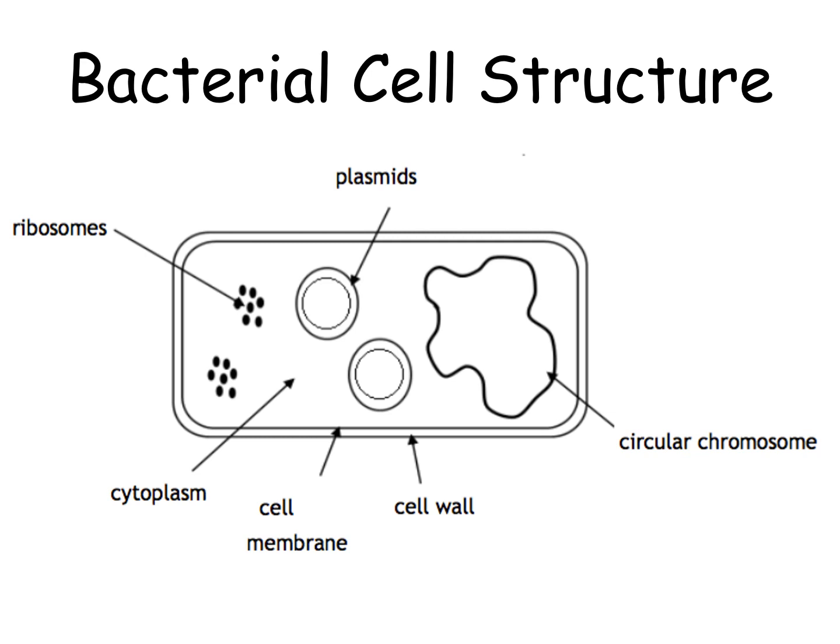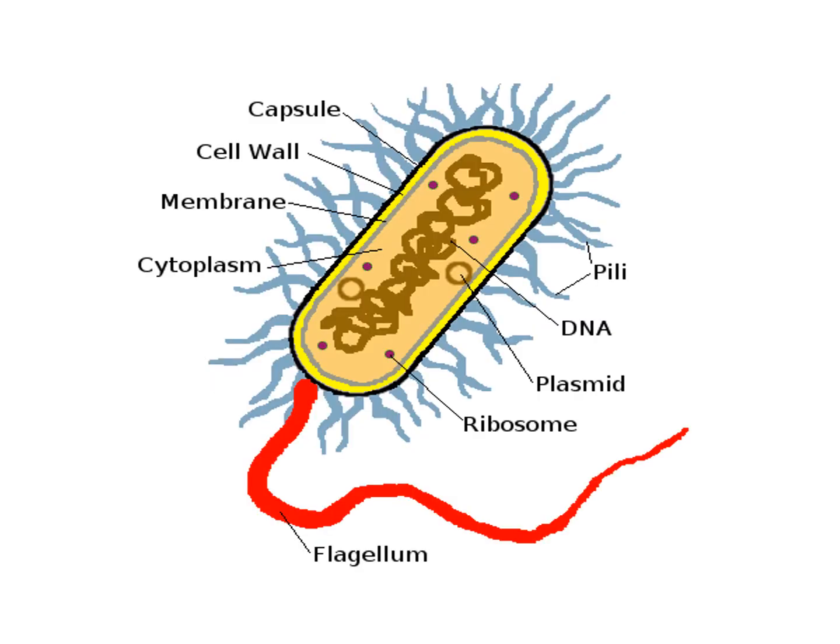Now this circular chromosome will differ slightly in every diagram that you see. Bacterial cells vary a lot between cells. By that we mean that they all look different. If we look at this cell here, it's still a bacterial cell, but it looks quite different from the previous slide. In this diagram we can see a tail. This tail is called a flagellum, but it's not always present in bacterial cells. The circular chromosome in this instance is also referred to as simply DNA.